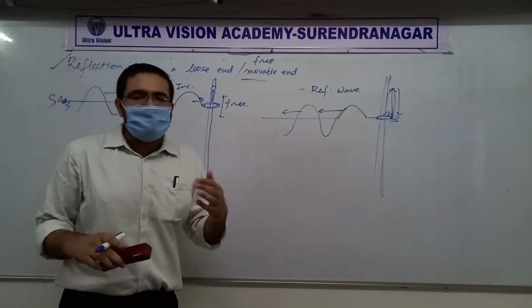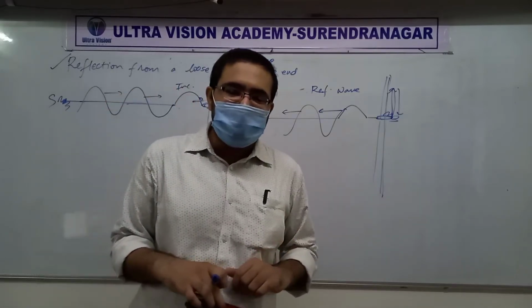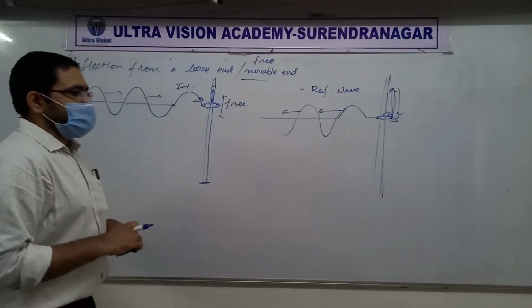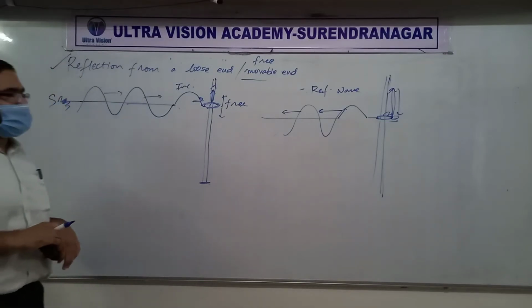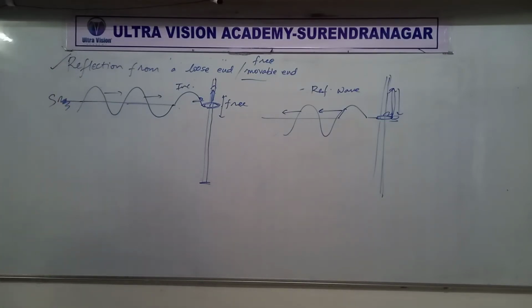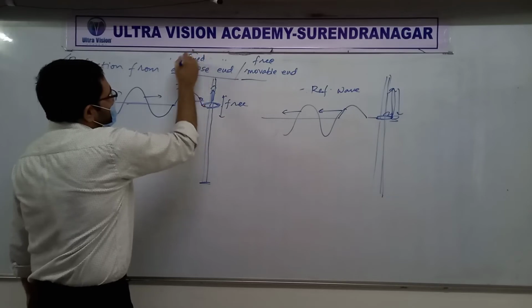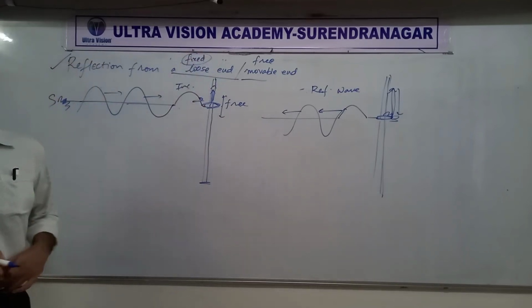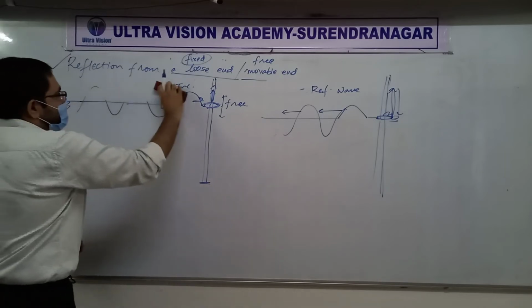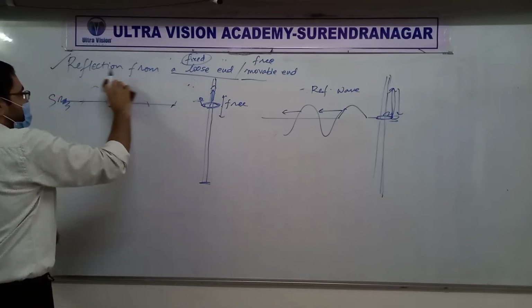How is it different from the fixed case? What was happening when the wave got reflected from a fixed end instead of loose? What was happening at that time? Can you tell me? Can you put it in words, everyone? Come on.